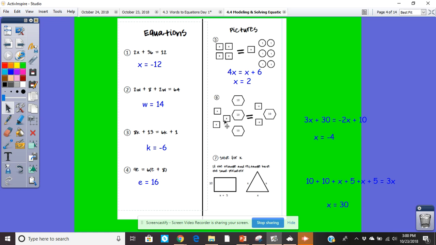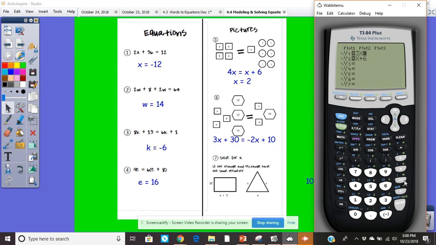So on this one here, I've got 3 x's, but now, instead of 1s, there's 10s. So always pay attention to that. So this would be 10, 20, 30. So 3x plus 30 equals, now we have negative x's. So these would be negative 2x plus 10. So my equation would be 3x plus 30 equals negative 2x plus 10.